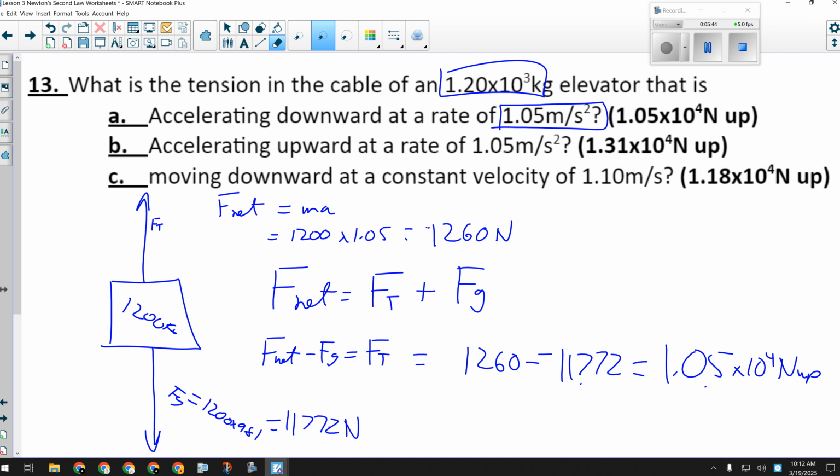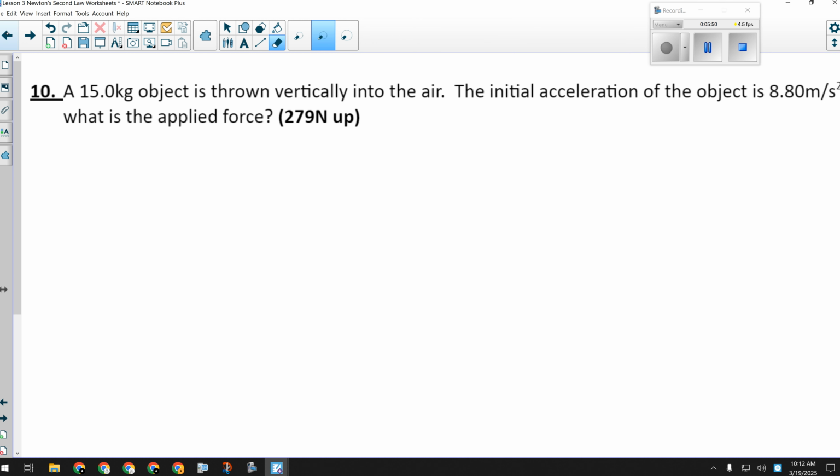Any other ones? On question 10, we just couldn't get the same answer that was in the key for some reason. I'm not sure what it was. It looked relatively simple. And it is, but it's an elevator question.